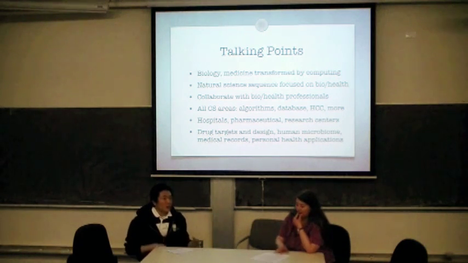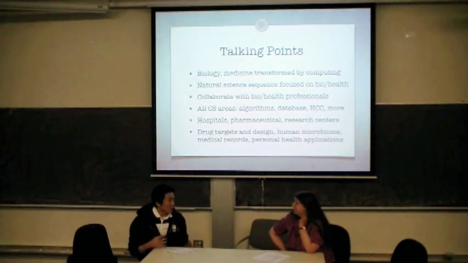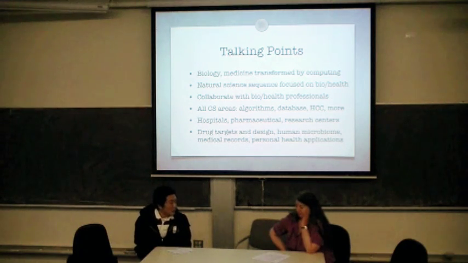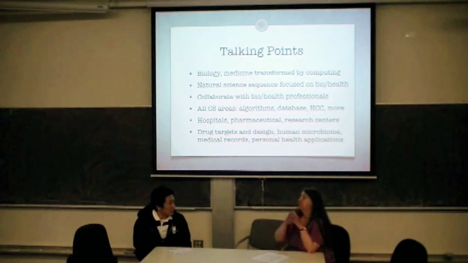And obviously, each person has a different capability of doing things. I'm just wondering, what characteristics in a computer scientist make a good candidate for computational biology?